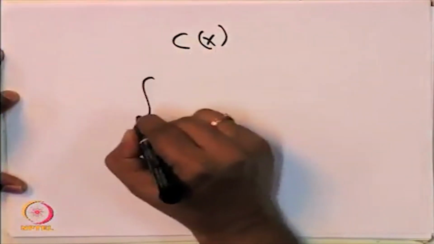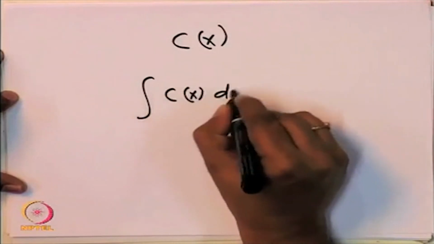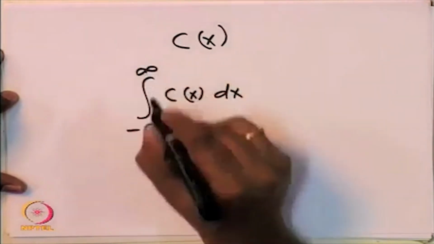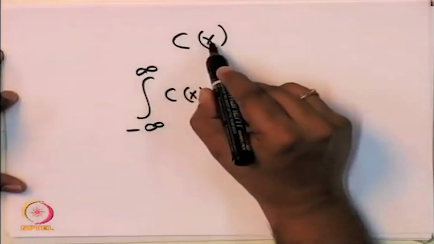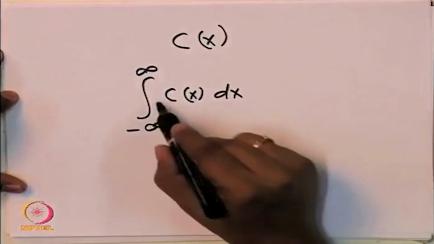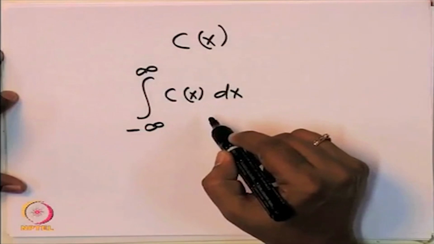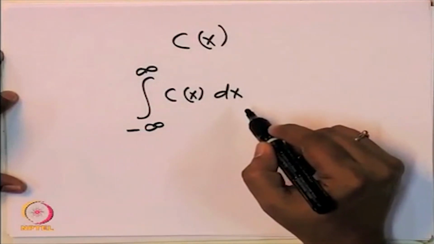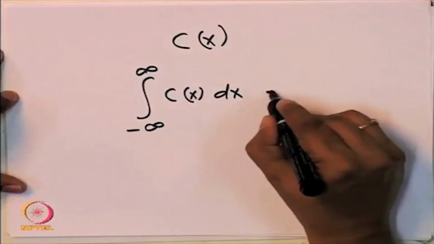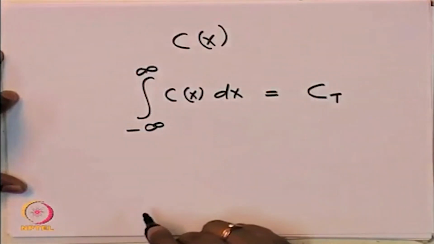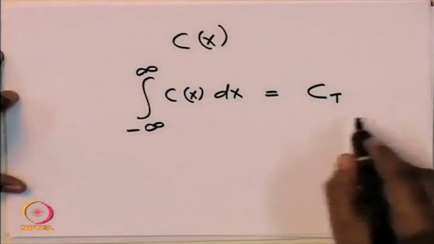Let us discuss another interesting fact. We know that we have a concentration C of x. So, what is integral C of x dx? At every point x, you have this concentration C. Now you are summing over all the concentrations along x. So, that is integral C of x dx. This has to be the total concentration C t.